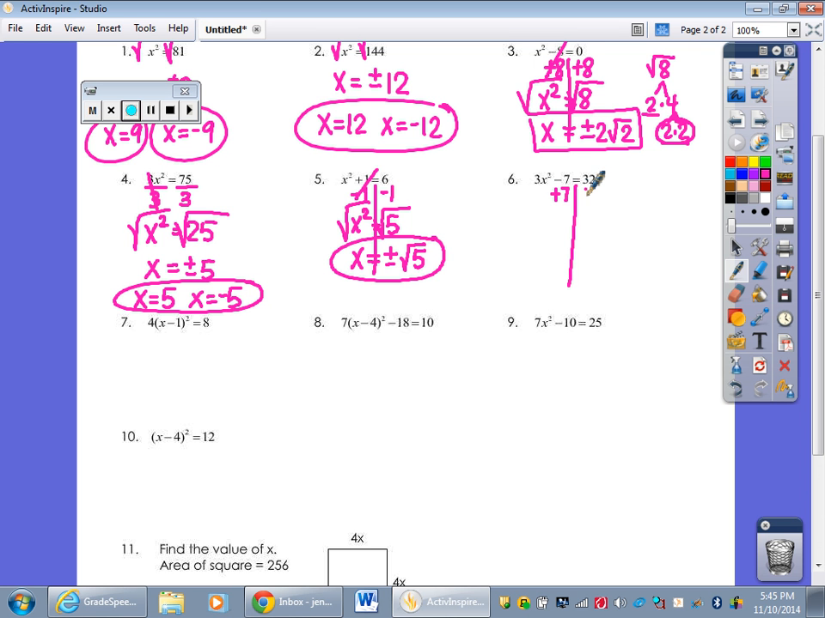Okay, on this one we're going to add 7 to both sides. So we have 3x squared equals 39 when we divide by 3. So we're kind of combining numbers 3 and 4 together in this problem. We get x squared equals 13. Then you take the square root of both sides and you get that x is equal to plus or minus radical 13.